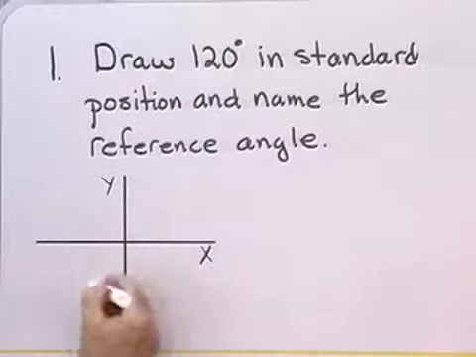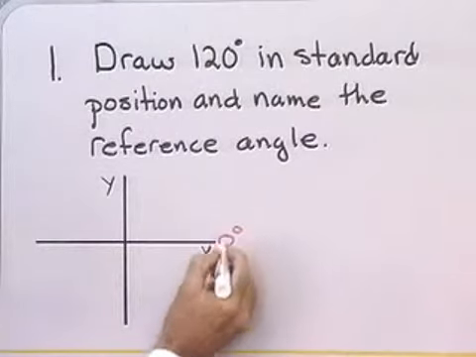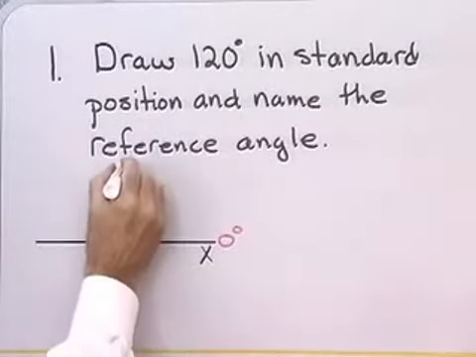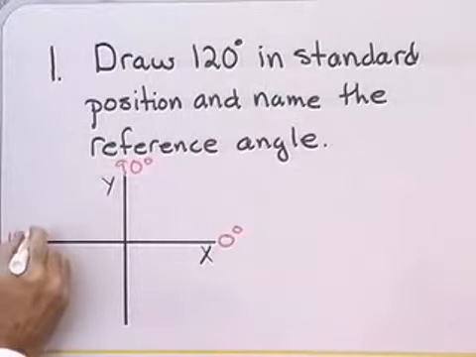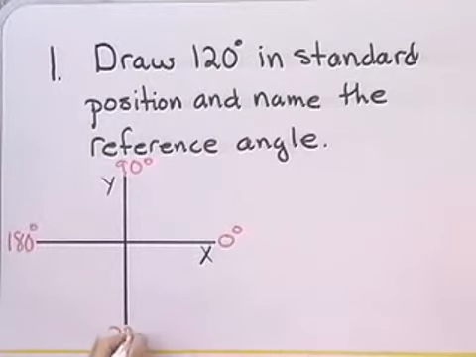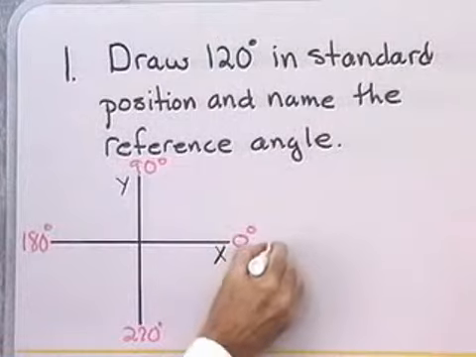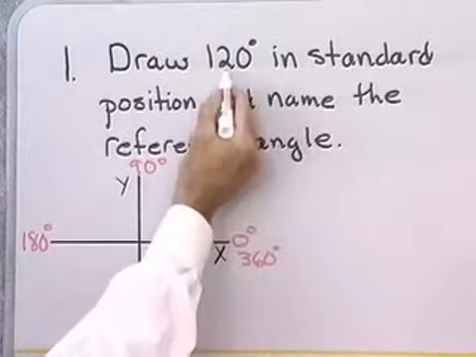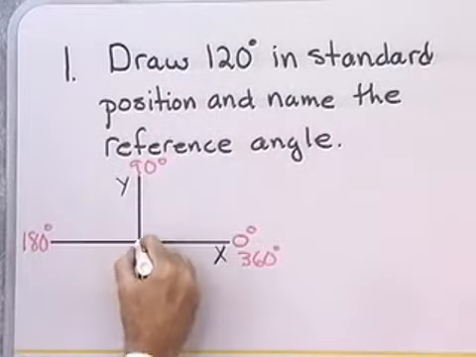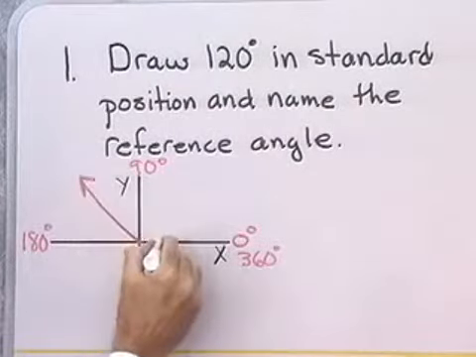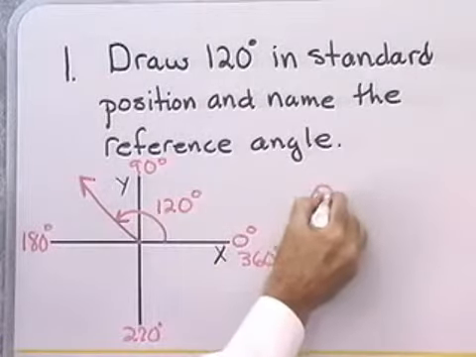So if I go around my coordinate system, if my angle in standard position terminated here, that would be 0 degrees. If it terminated straight up here, that would be 90 degrees. Over here, 180 degrees. And down here, 270 degrees. If I went all the way around and made it back to here, that would be 360 degrees. So the angle I'm talking about is 120 degrees. That's between 90 and 180. So I'm going to draw it in right here. Here is 120 degrees. That's my angle theta.